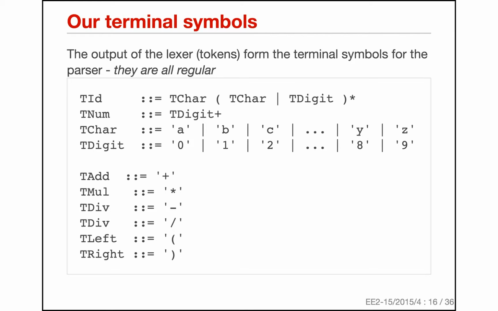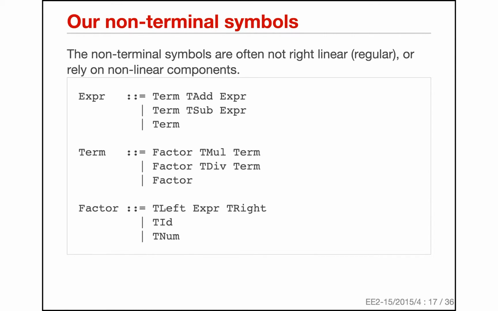The terminals that we've got already are these things starting with T, and they all correspond to a regular expression. That's going to be the output of the tokenizer. The non-terminals are going to be these structured complex things which are not regular. You can tell that they're not regular because they're not right linear, and they are recursive. For example, a factor depends on an expr, which depends on a term, which depends on a factor, and a factor depends back on a factor. So they are recursive things.